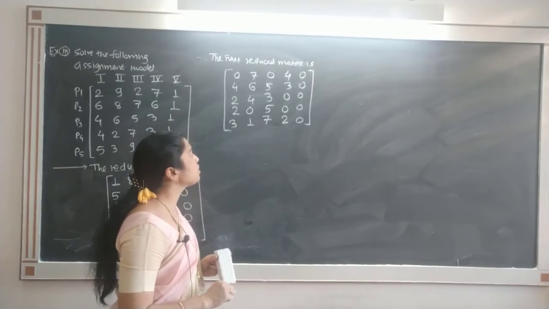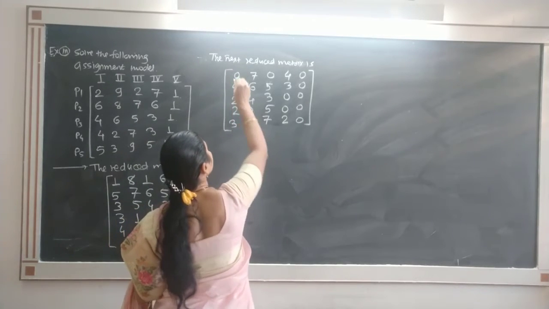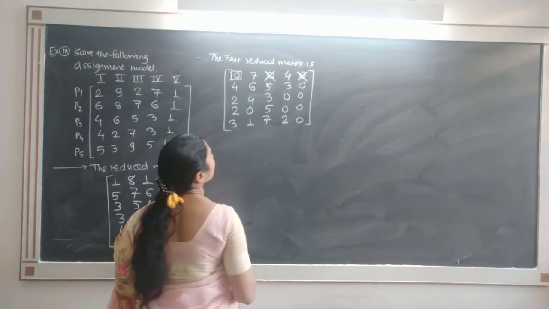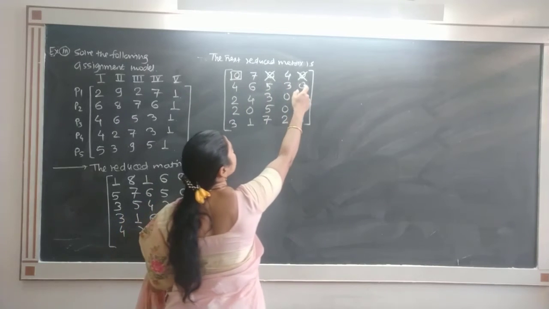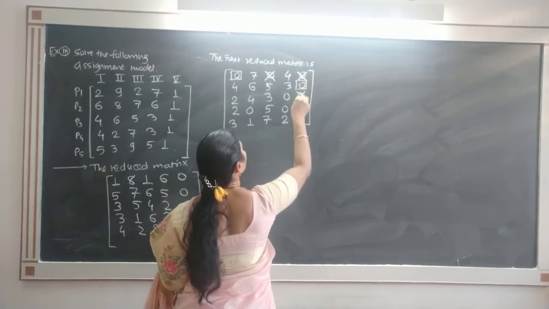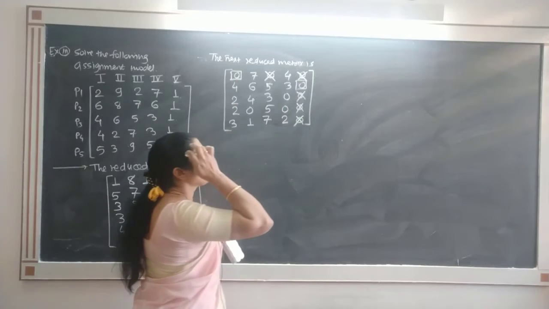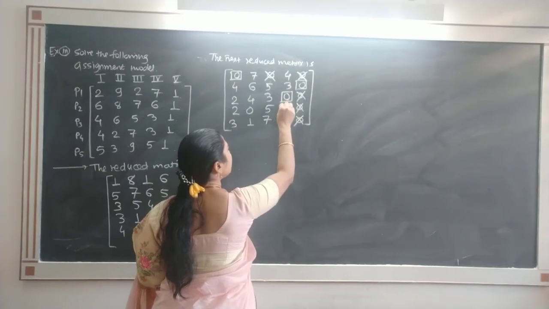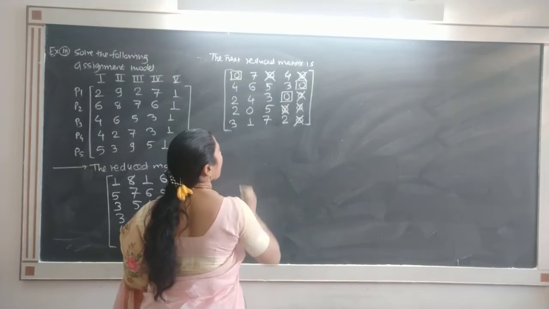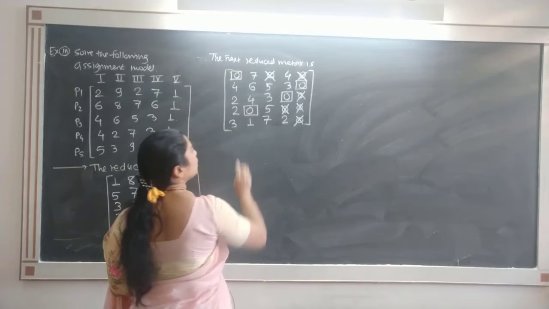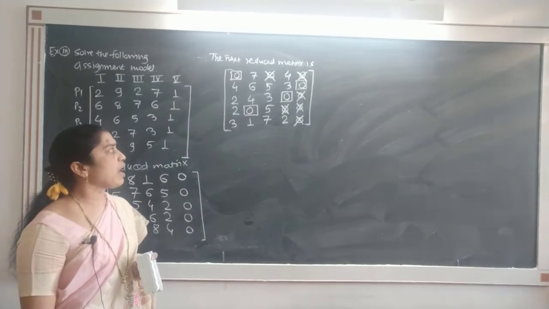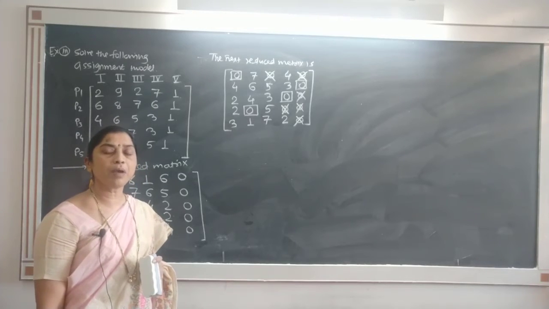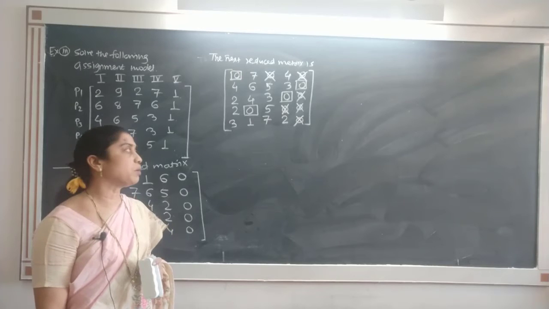So search for single 0. The first column contains single 0. So box it, cross out the remaining. The second row contains single 0. So box it, cross out the remaining in the same column or same row. Third row contains single 0. So box it, cross out the remaining. And fourth row contains single 0. Observe that number of zeros assigned are only 4 and the order of the matrix is 5. So this is not optimal assignment.